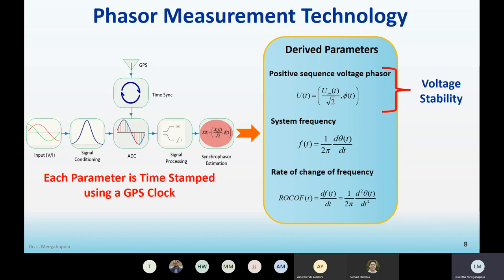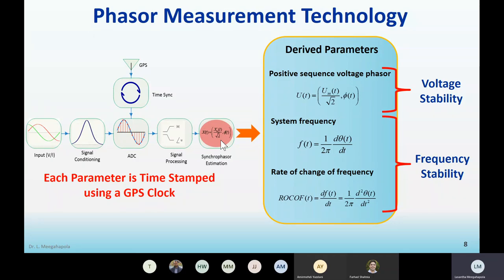If you look at a system, when it comes to stability monitoring, what we are really interested in is the positive sequence voltage phasor, and for frequency stability monitoring, the system frequency and the rate of change of frequency. Since the frequency stability monitoring parameters, the system frequency as well as the rate of change of frequency, are extracted from the initially derived phase estimation, if some error happens in this synchrophasor estimation process, that error gets magnified in the system frequency and rate of change of frequency estimation. That's why it is important to tackle these error issues at the synchrophasor estimation process itself, otherwise the errors get magnified.